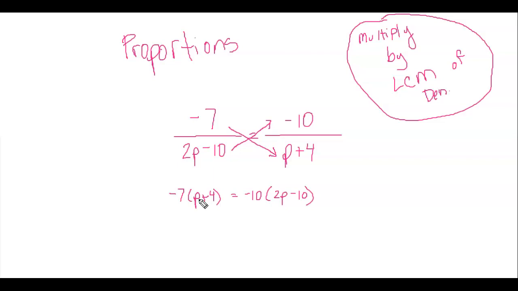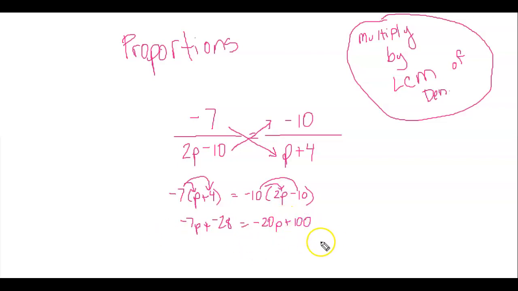And so that's why we learned about polynomials before, because ultimately when you're solving equations that have rational expressions in them, you're going to end up with a polynomial. And so you just have to remember all of your rules for solving polynomial equations. So this is going to be -7p plus -28. And then here I have -20p, and a negative times a negative is going to be +100.